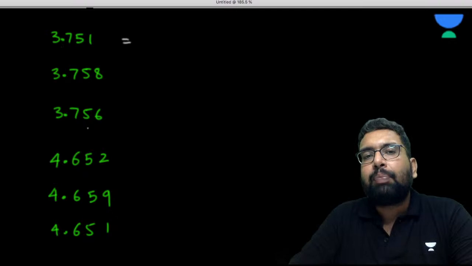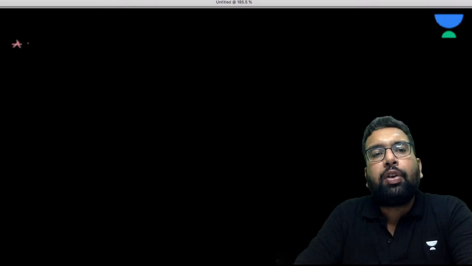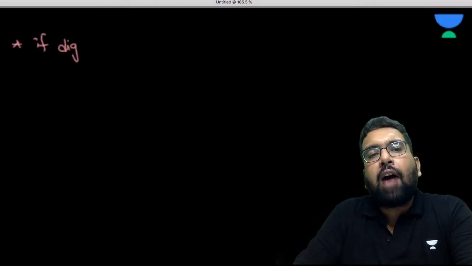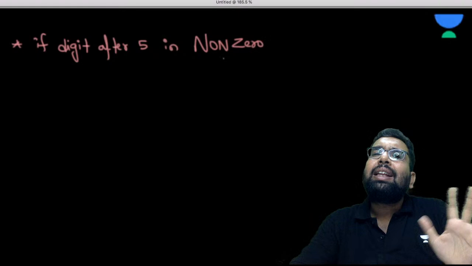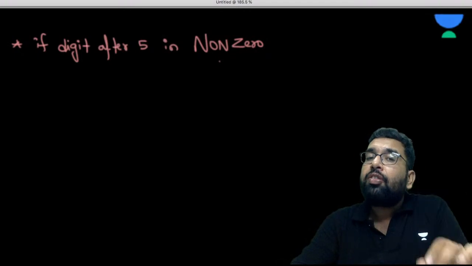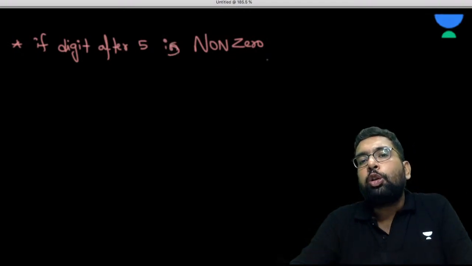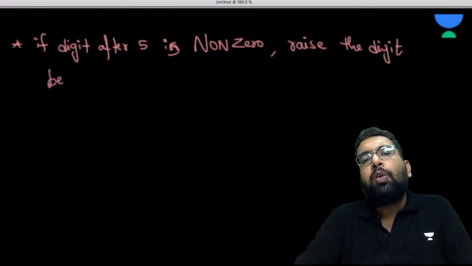Now, please understand this. Very, very important. If the digit after 5 is non-zero, remember it is non-zero, it can be greater than 5, it can be less than 5, it can be any number, but it has to be non-zero. So, if the digit after 5 is non-zero, raise the digit before 5. Very important concept. Raise the digit before 5.